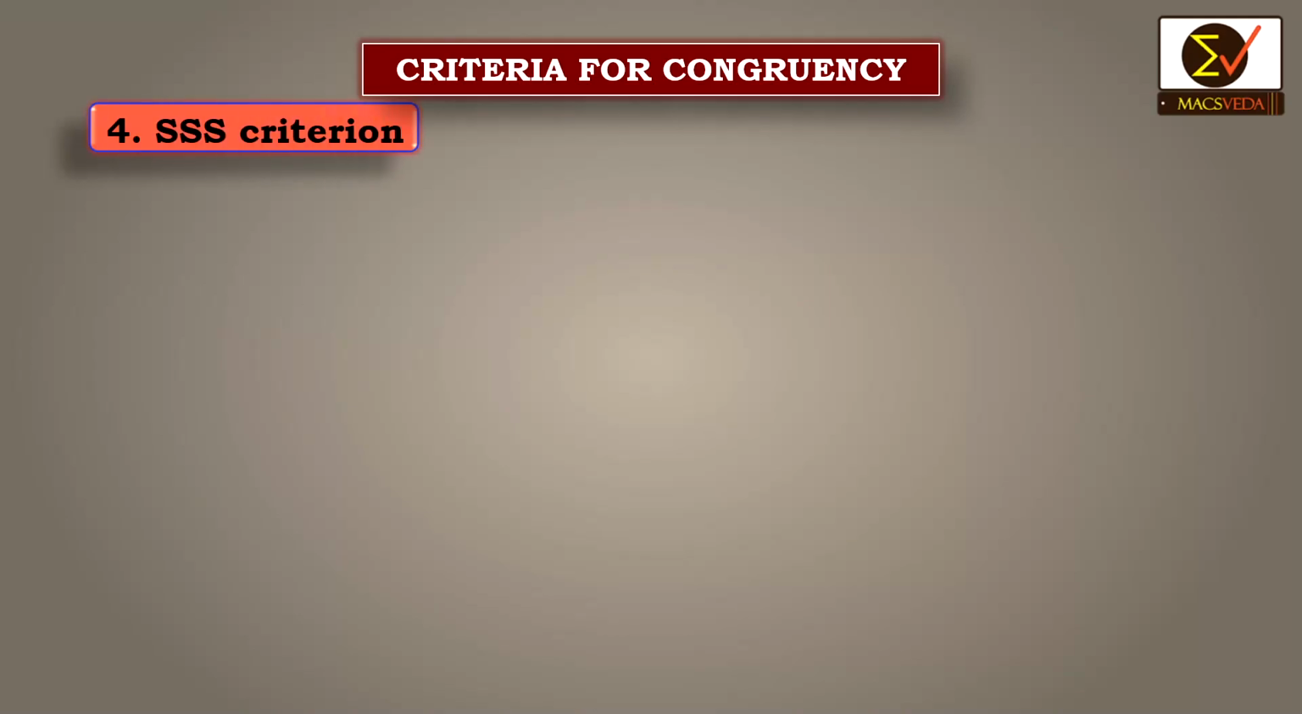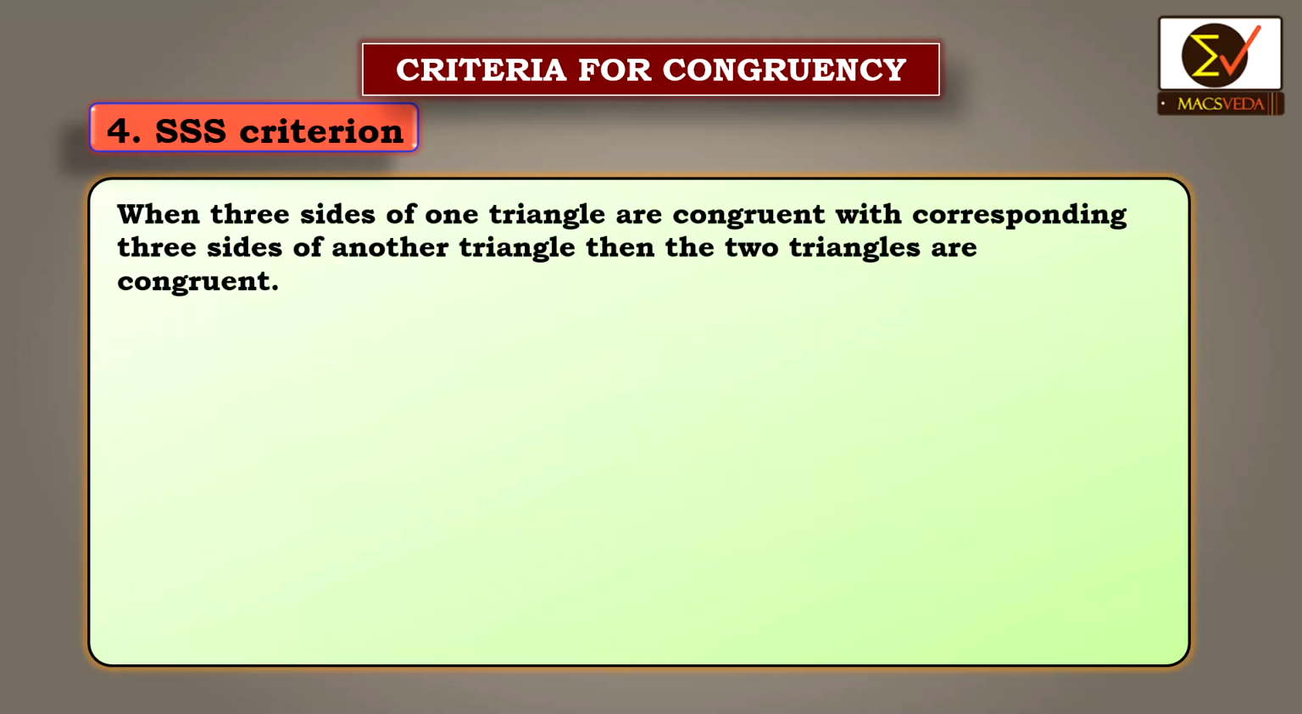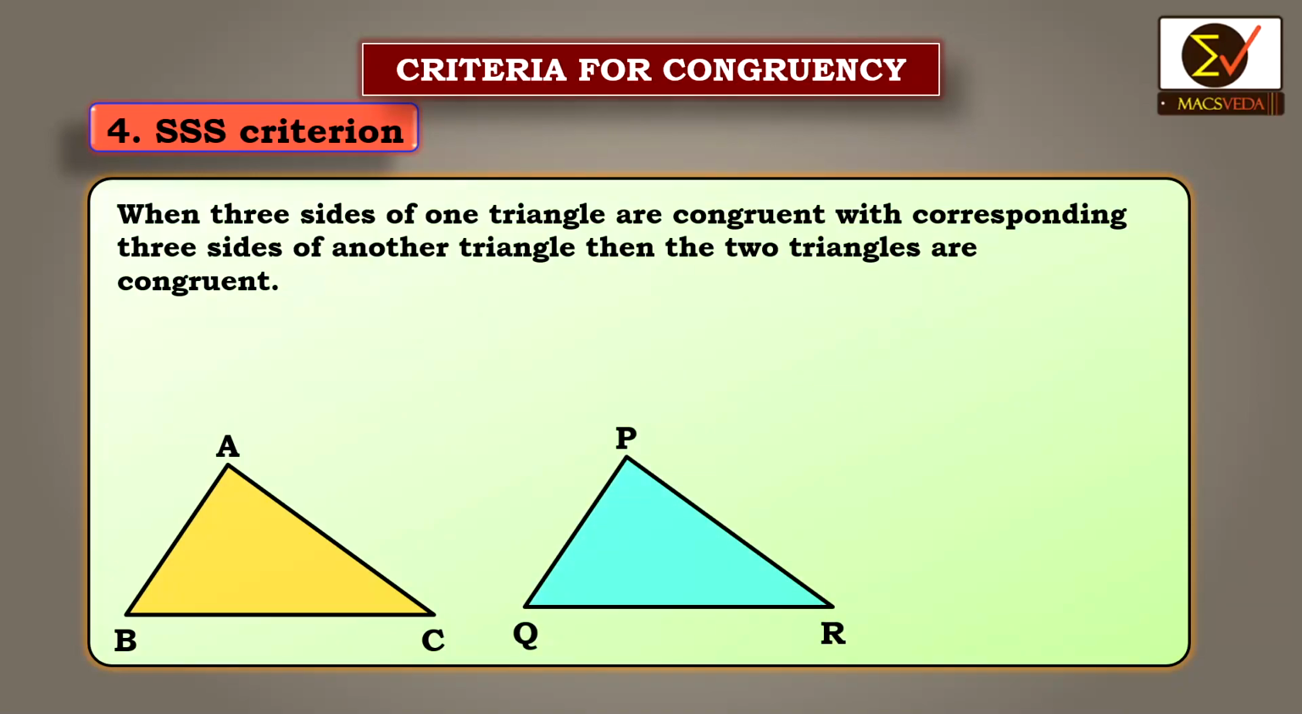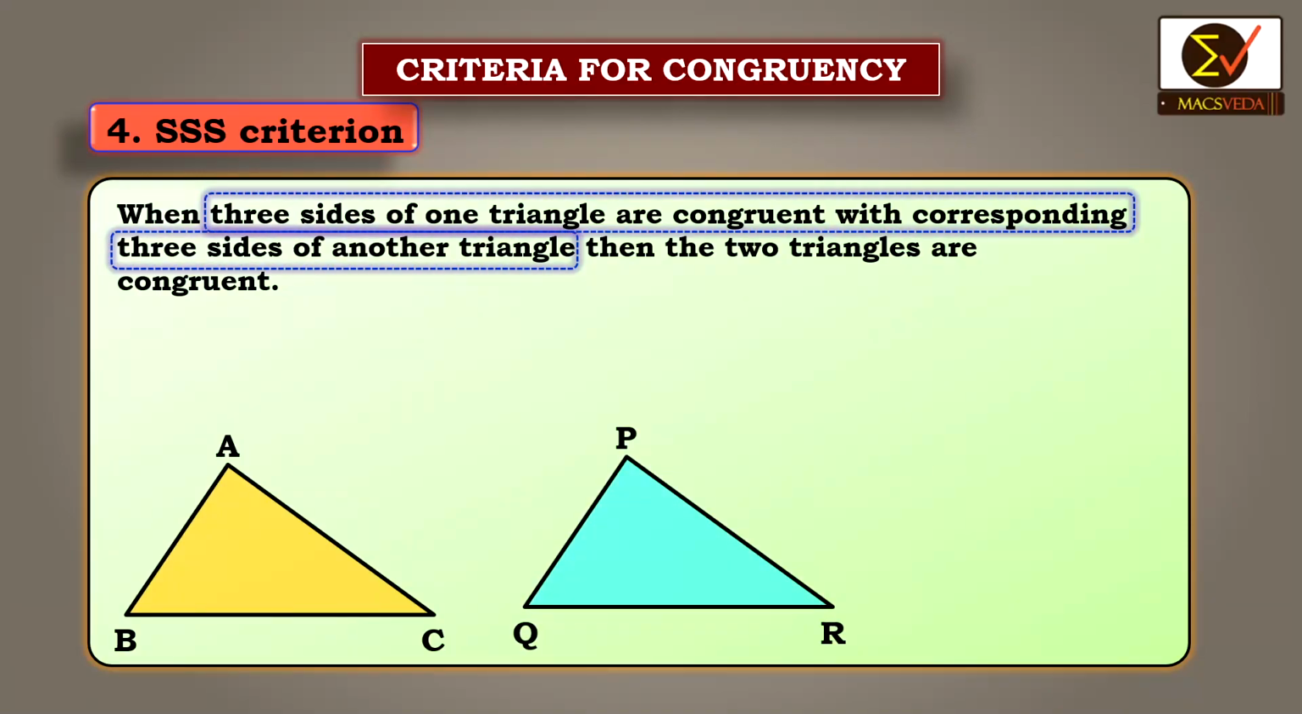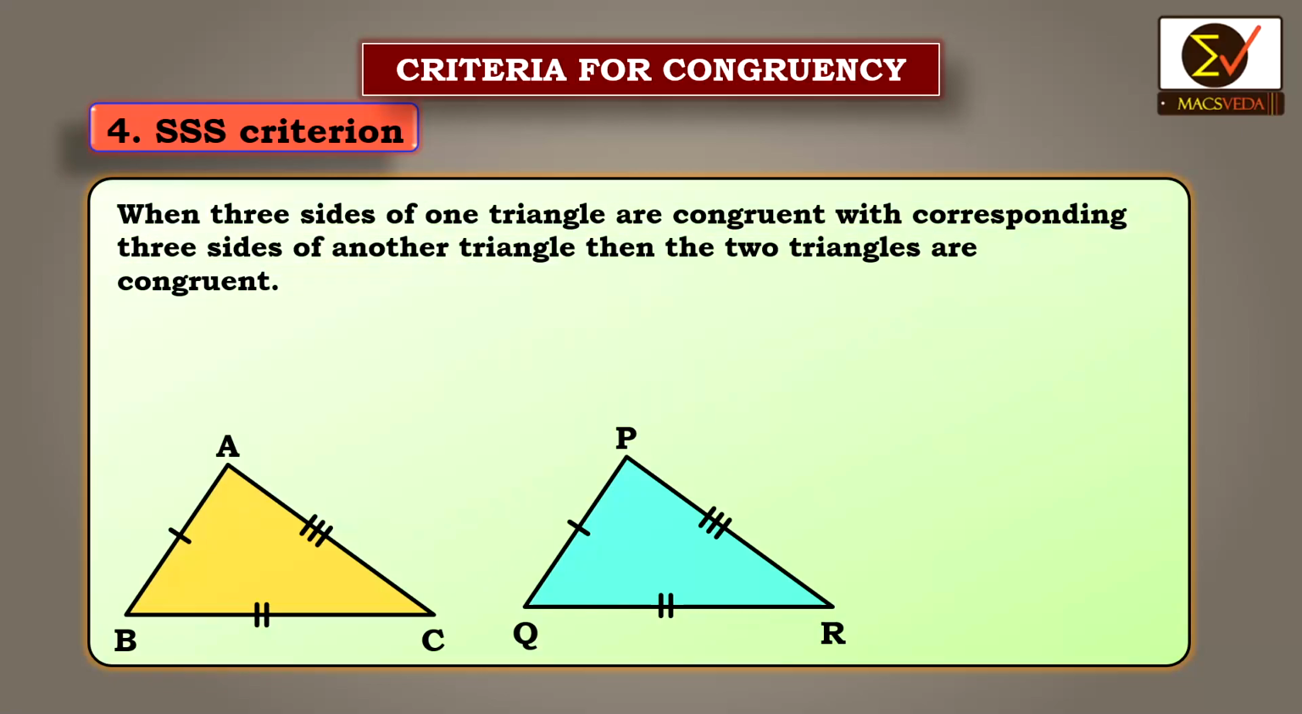Now the fourth one, SSS criterion, the side criterion. When three sides of one triangle are congruent with the corresponding three sides of another triangle, then the two triangles are congruent. So in triangle ABC and triangle PQR, side AB is equal to side PQ, side BC is equal to side QR, and side AC is equal to side PR. If these three corresponding sides are equal, then the two triangles are congruent.